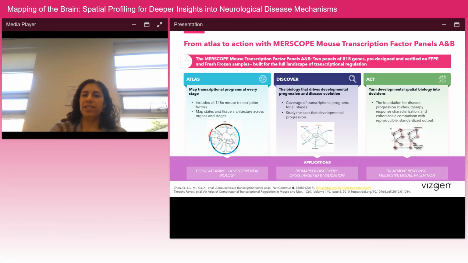Here is the mouse transcription factor panel, highlighted. The entire mouse transcription factor ohm is about 1,500 genes that we split into 2 panels, which can then be further customized with add-ons. So our 2 panels are called the transcription factor panel A and B. One is more focused on embryonic stages of development, and the other is focused more on mature mouse tissues, so that between both panels, you have all transcription factors in the mouse covered.